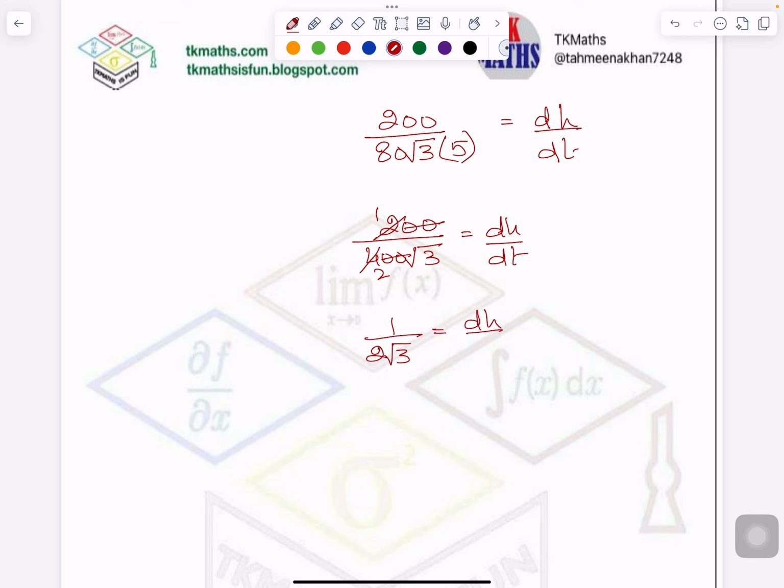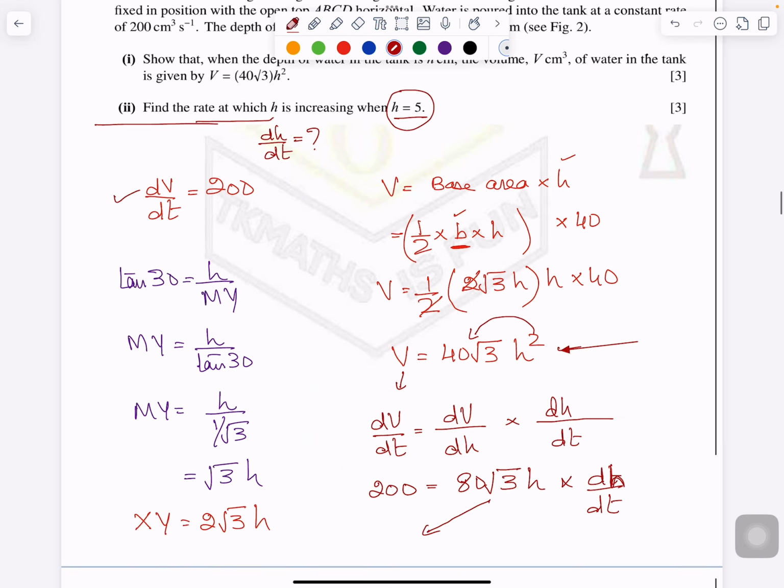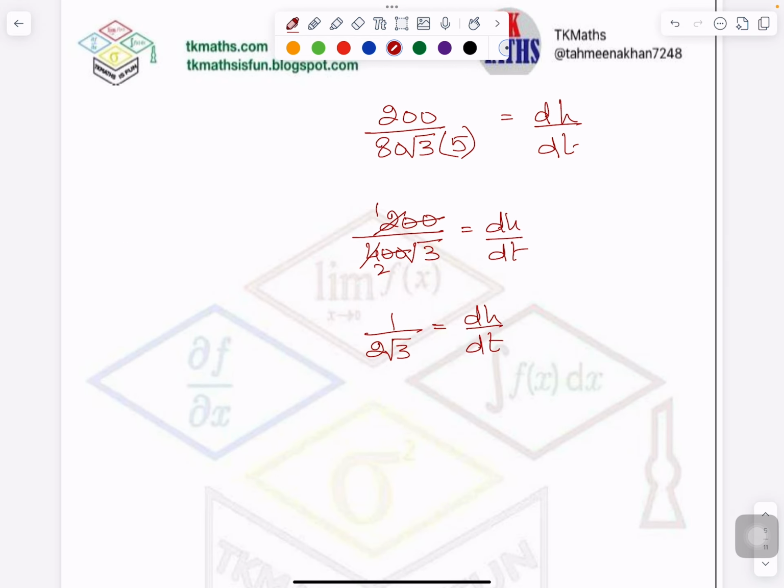If the question does not ask you to give the answer in exact form, then you have to write in decimal. So now I will pick up the calculator to check what this is equal to. So dh over dt is equal to 0.2886, but we have to write in 3 decimal places, 0.289. And what will be the unit? Centimeters per second, right? Because it is height.